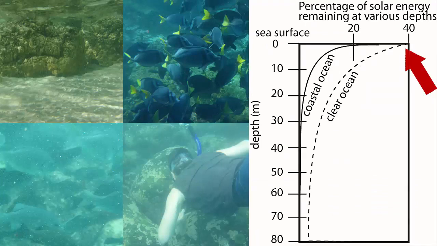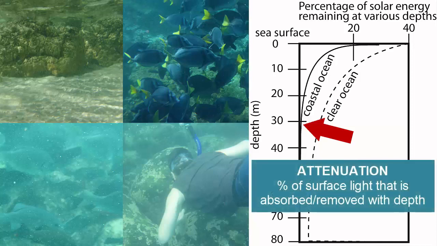You can also see from this graph that the percentage of solar energy that makes it to various depths decreases when we enter the turbid coastal area with lots of suspended material. Attenuation is the term we use to describe an increasing percentage of absorption and thus less of the original light left as we descend. Turbid waters have a higher attenuation than clear waters.